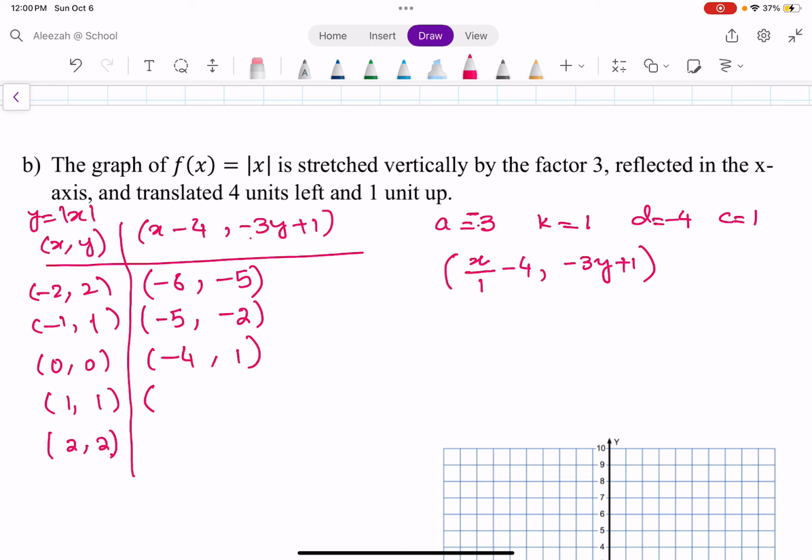Okay, when x is 1, it's negative 3. When y is 1, it is negative 2. When x is 2, it is minus 2. When y is 2, it will be 5.